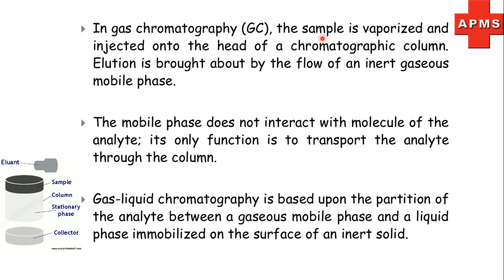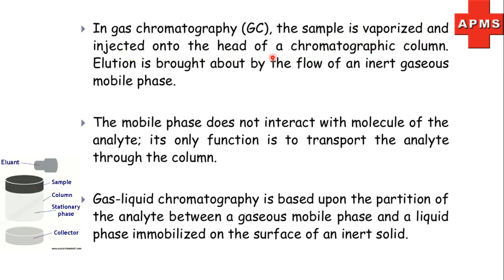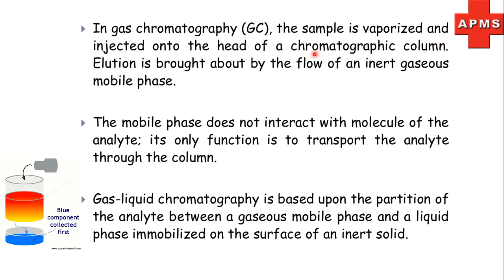The sample is vaporized, because here the sample should be somewhat volatile. This volatile sample will be mixed with the mobile phase, and because of this vaporization, it is injected onto the head of the chromatography column. A column will be present in this chromatography; almost all types of chromatography have this type of column. In this column, the stationary phase is filled.